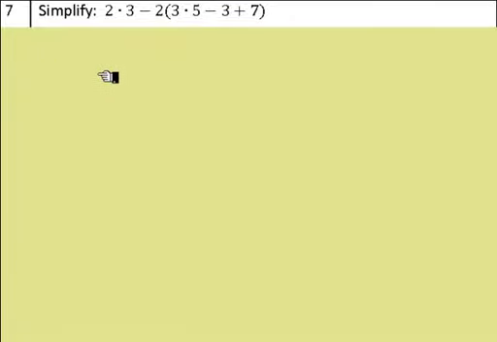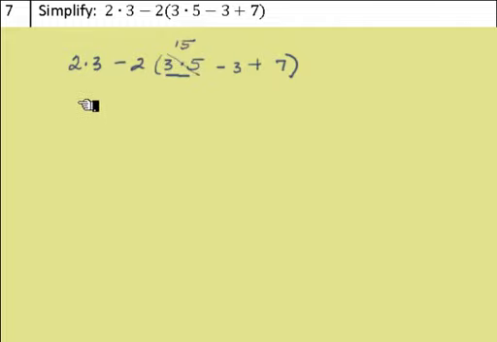Here we have another order of operations example. Okay, let me just copy this over. 2 times 3 minus 2 times 3 times 5 minus 3 plus 7. Okay, so I'll start in the parentheses, and we'll start by doing the multiplication. All right, so that's 15. And let's continue by doing the operations in parentheses. So 15 subtract 3, that's 12, plus 7, that's 19.